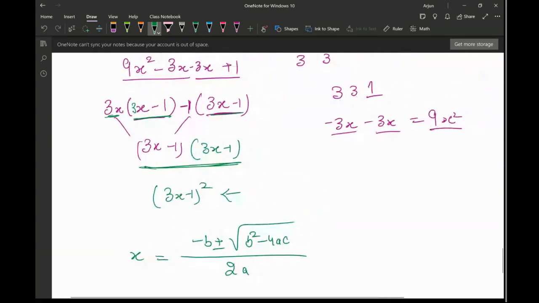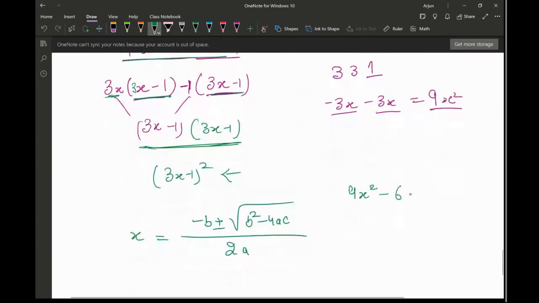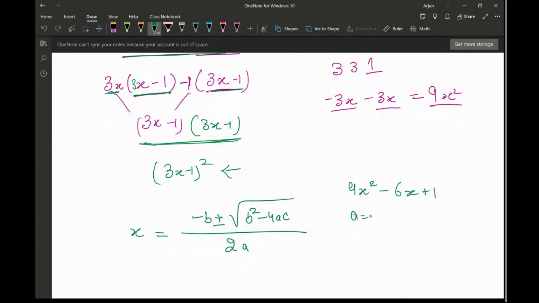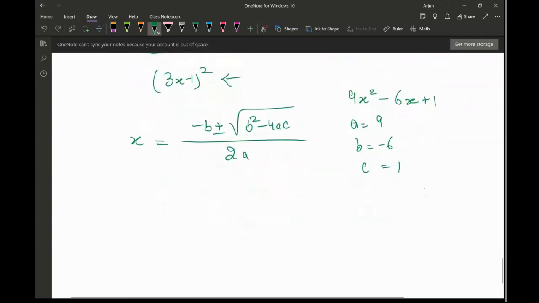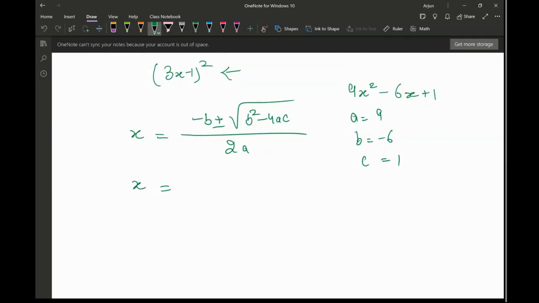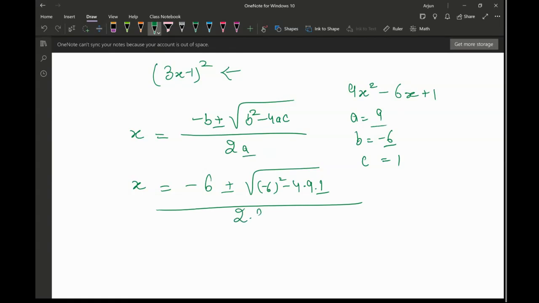So for example, I'll take this question and try to solve it using this formula: 9x squared minus 6x plus 1, because that was in the given question. So a value is 9, b value is minus 6, c value is 1. So I'm going to put these values in the given equation. x equals minus b, and b value is minus 6, so minus of minus 6, plus minus square root of b square, which is minus 6 square, minus 4 times a value 9 times c value 1, divided by 2 times a value, which is 9.